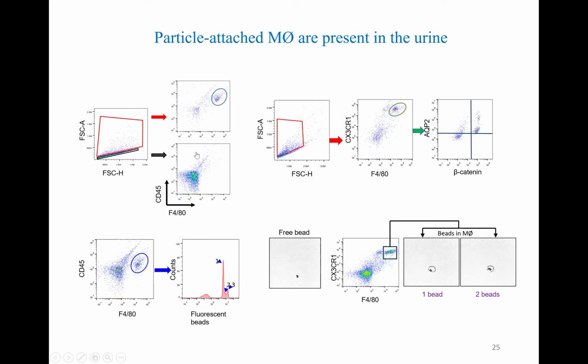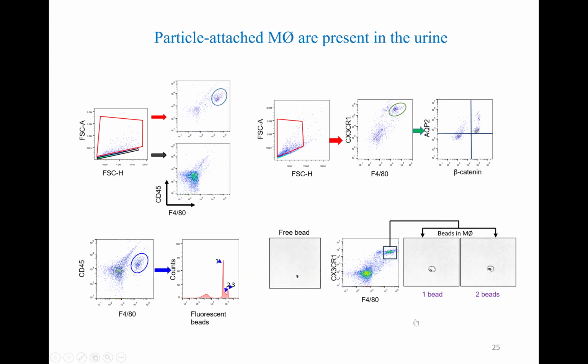This is in steady state. Interestingly, in steady state, the urine macrophages also contain epithelium-derived components, such as AQP2 and beta-catenin, suggesting that they had phagocytosed the sloughed epithelial cells. When we inject the beads into the tubules, we could actually detect bead-associated macrophages in the urine. Some macrophages had taken up multiple beads.